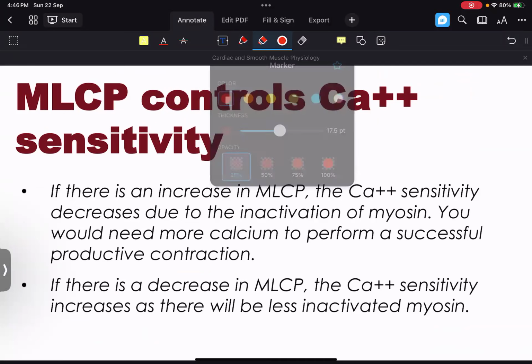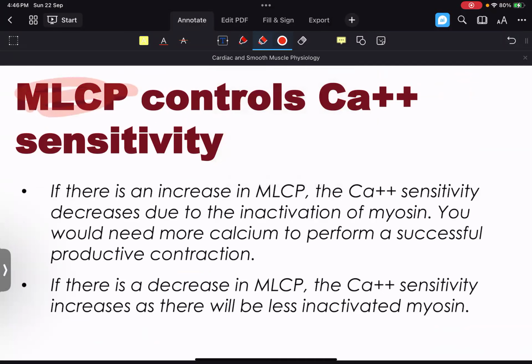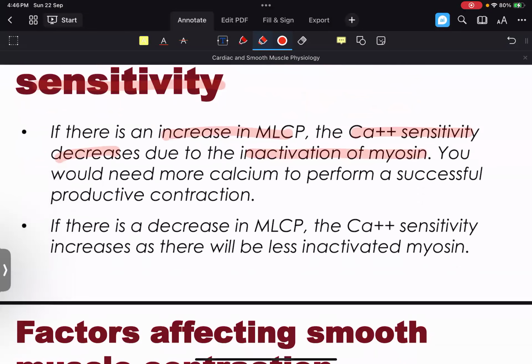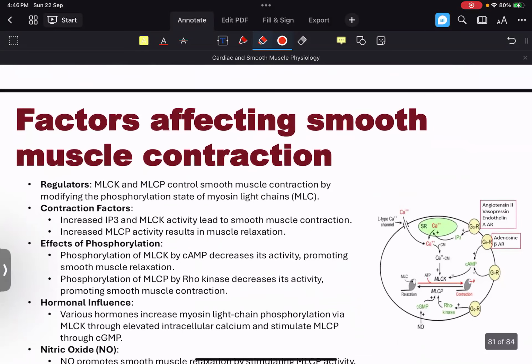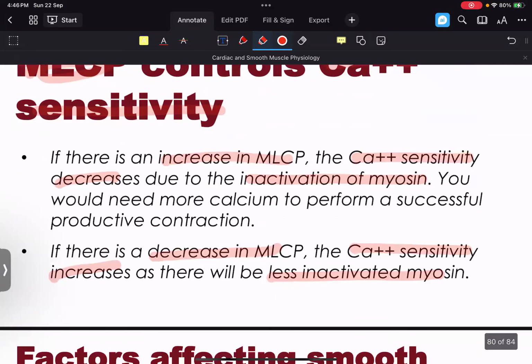The whole thing that I'm trying to say is that MLCP controls calcium sensitivity. If there's an increase in MLCP, the calcium sensitivity will decrease. Why? Because you're inactivating the myosin. Therefore, you would need a lot more calcium to perform a successful contraction. And the other way around is true as well. With a decrease in MLCP, calcium sensitivity will shoot up and be very high. And why? Because you have less inactivated myosin. Okay? Before we move on to the last two slides, do you have any questions?